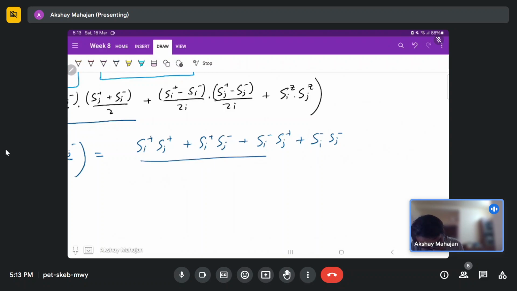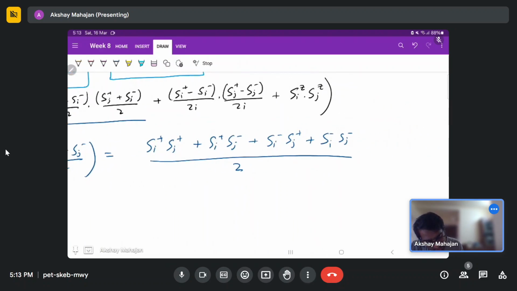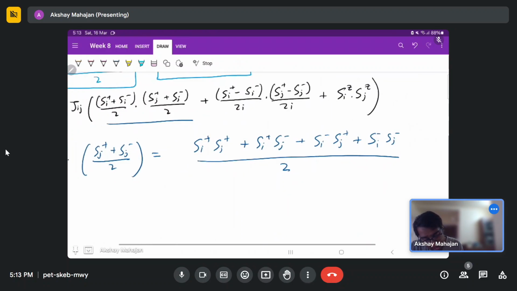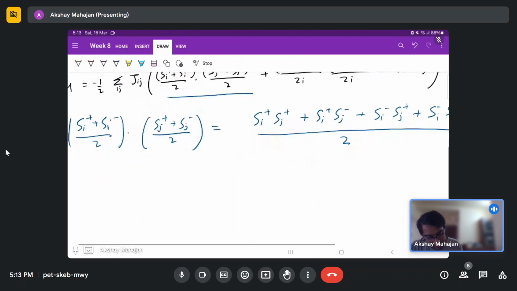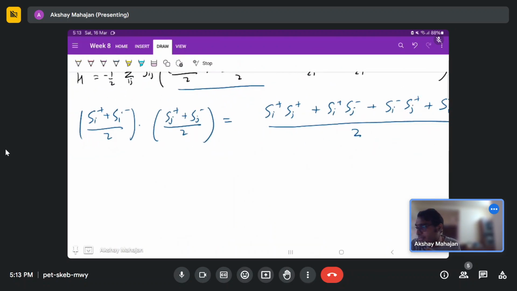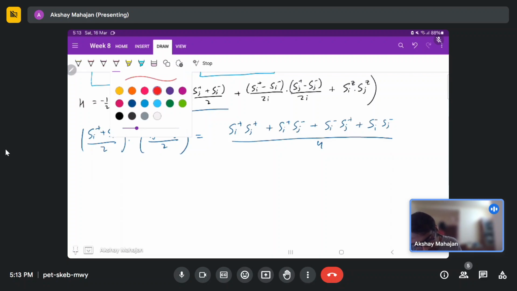Okay, divided by 2. Although I guess for Ij, in case these are on different atoms, the Si plus and Sj minus will commute with each other, but I just write it in this form. Okay, this whole divided by 4. Sorry, divided by 4. Okay, we have this, and then let's just take this red part as well.